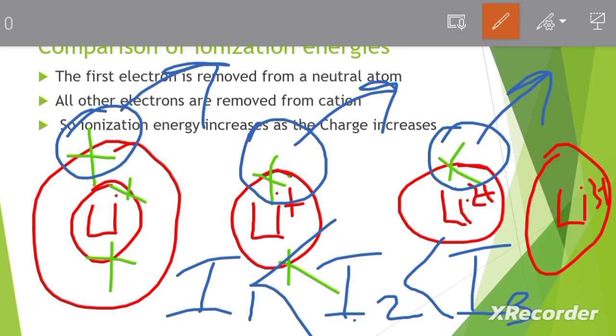What is the reason behind it? When the charge increases, atomic radius becomes less. When atomic radius becomes less, the distance between the outermost electron and the nucleus becomes low. Then the nuclear attraction becomes higher. So it is harder to remove electrons, so that ionization energy becomes higher.